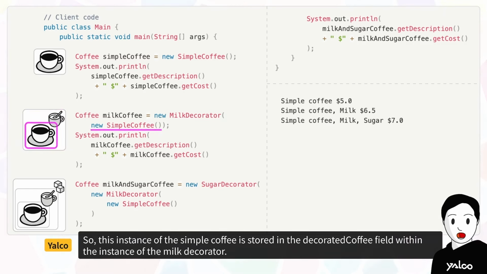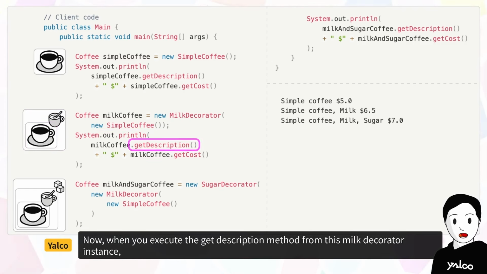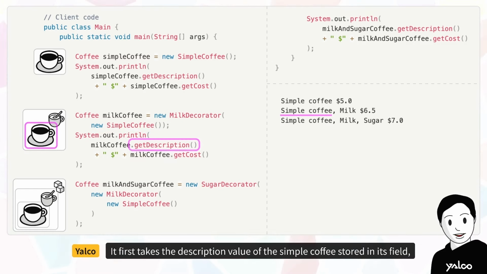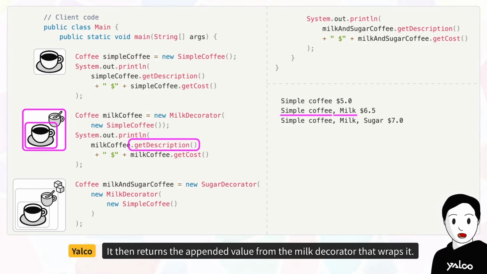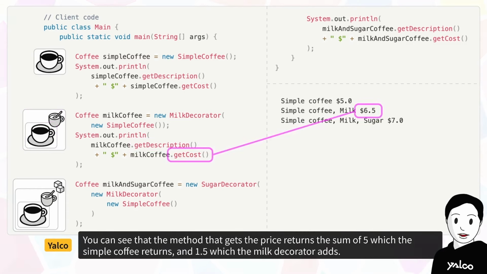So, this instance of the simple coffee is stored in the decorated coffee field within the instance of the milk decorator. Now, when you execute the getDescription method from this milk decorator instance, it first takes the description value of the simple coffee stored in its field. It then returns the appended value from the milk decorator that wraps it. You can see that the method that gets the price returns the sum of 5, which the simple coffee returns, and 1.5, which the milk decorator adds.